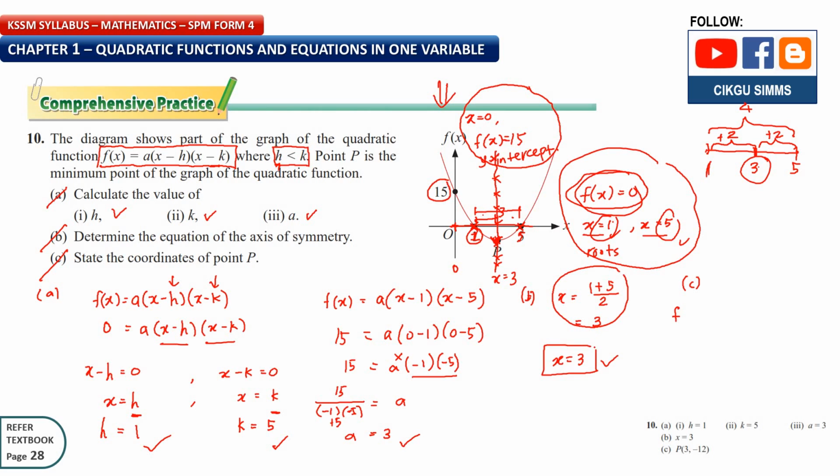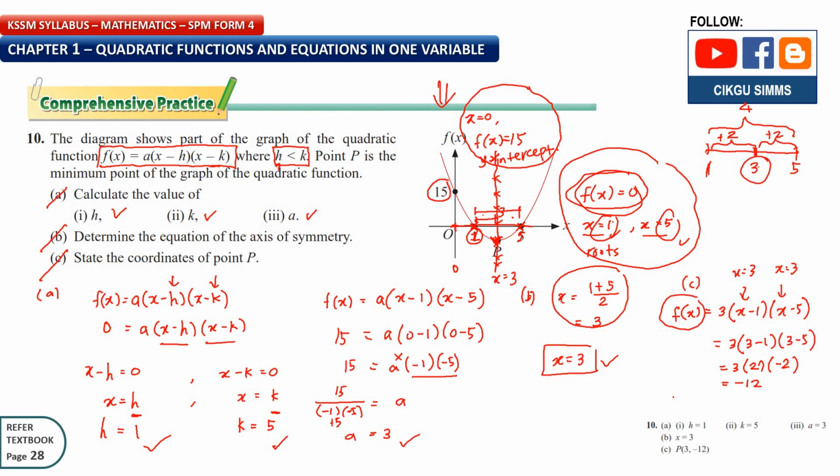So I can find, when x is 3, what is the value of f(x). So this is the f(x), and the value of a is 3. (x minus 1)(x minus 5). Okay, I need to put in the value of x. When x is 3, what is my value of y? So I can substitute the value inside. 3 minus 1 is 2, 3 minus 5 is negative 2. So negative 12. So this is my y.